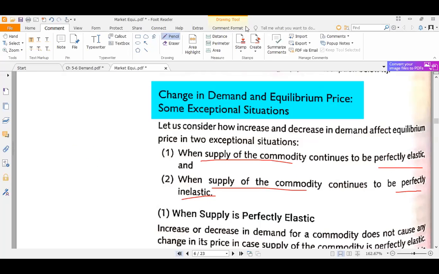So now I'm going to tell you what is perfectly elastic supply and what is perfectly inelastic supply. Before I tell you, is there anybody over here who can tell me the shapes of perfectly elastic supply and perfectly inelastic supply? I'm waiting. Before you tell me, let us draw the basis, the perfectly elastic supply curve and perfectly inelastic supply curve over here.